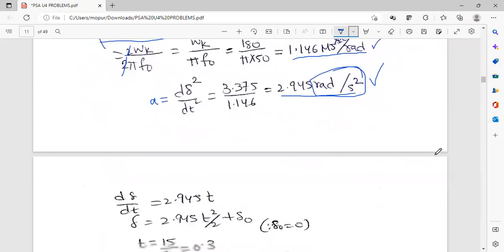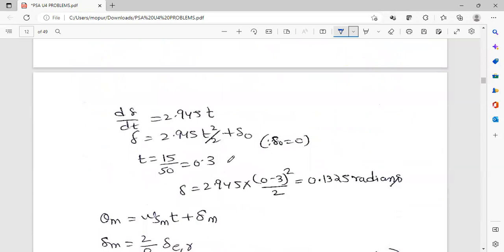2.945 radians per second square. Now, if you integrate it 2 times, time is equal to, as I had said, number of cycles by frequency. In the previous problem, there are 12 cycles and 60 is the frequency, so we got 12 by 60. In this problem, we had 15 cycles and 50 as the frequency, so it is 15 by 50, number of cycles divided by frequency. So you got the time period as 0.3 and del is 2.945 t square. T value is 0.3.